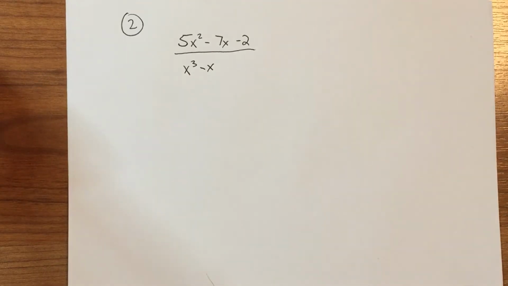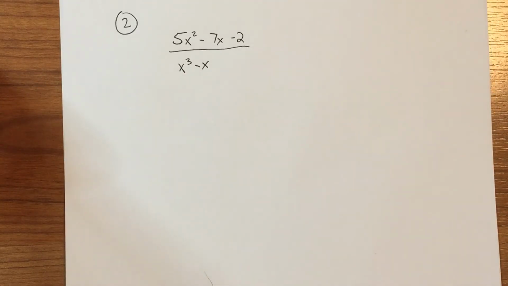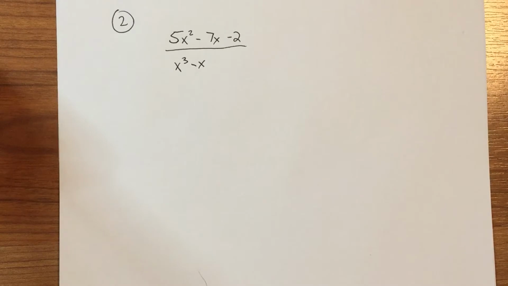All right, in our second example, we're going to show partial fraction decomposition again. Now this one's a little bit more complex. Not that it's harder, it's just that there's a couple more parts to it. So, we have this equation, 5x squared minus 7x minus 2, all over x to the third minus x.